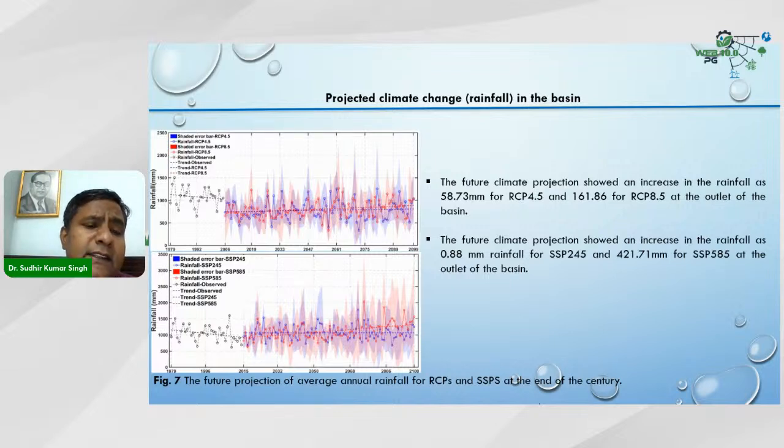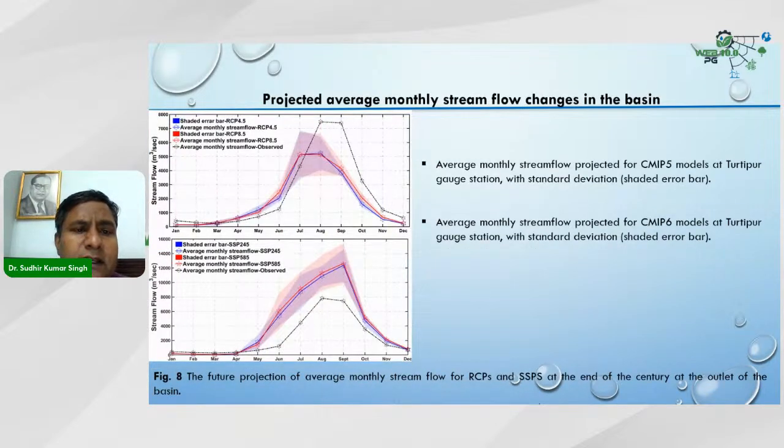Why is there an increase in the rainfall? Because of more vaporization and more condensation. Because of the high temperature, there is more evaporation from the ocean and land, and you will find more rainfall. But that is what we considered at the outlet of the basin. Here you see the projected average monthly stream flow.